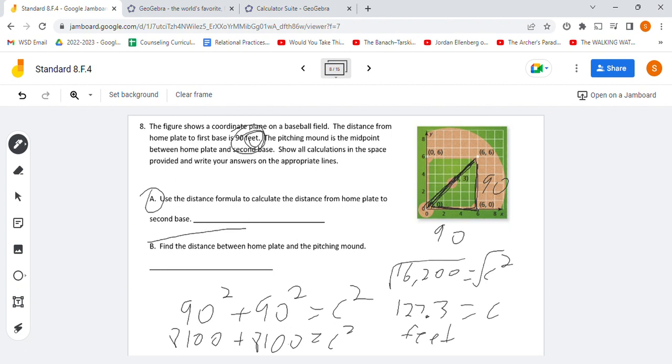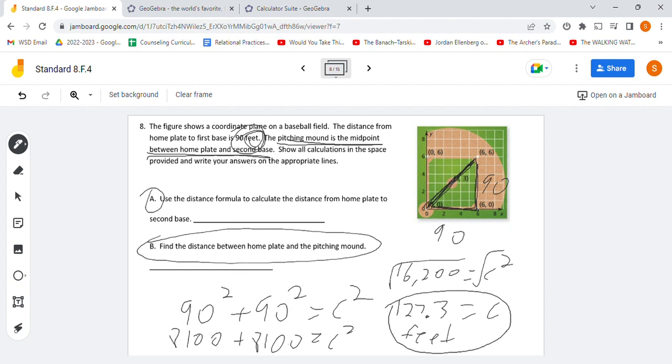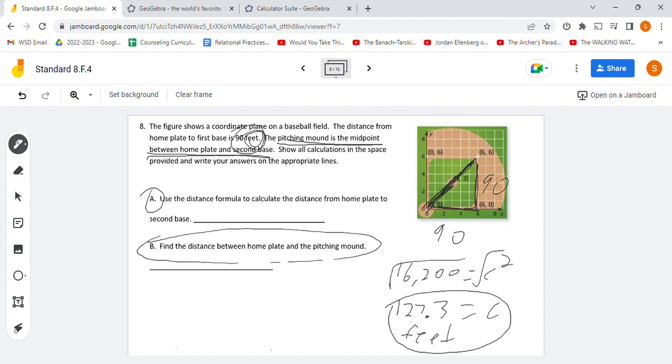And here, find the distance between home plate and the pitching mound. We can use this information here that the pitching mound is the midpoint between home base and second plate. So we know that the distance all the way to second base is 127.3 feet. And if we have the midpoint from here to here, then we end up just having to divide that by 2. So 127.3 divided in half ends up getting us 63.65, which of course is rounded as well because this 127.3 was rounded. So our answer for that one is 63.65 feet.